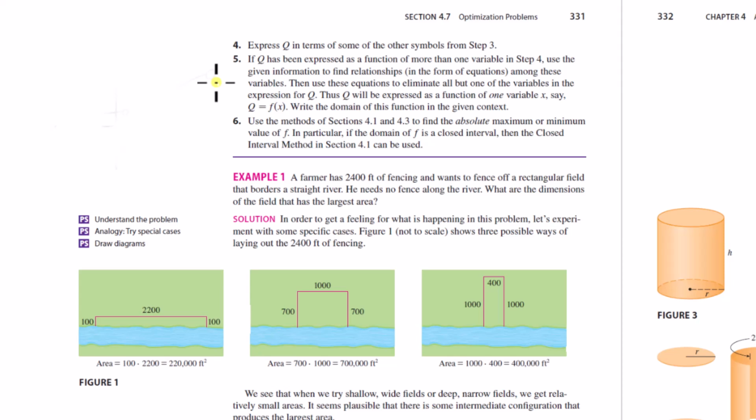Okay, but this is single variable calculus. So if you're working an optimization problem in single variable calculus, then once you have your Q as a function of more than one input variable, maybe it'll just be a function of a single variable, but typically it'll be a function of more than one input variable, then you're going to go back to the word problem, and there's going to be some information that's going to allow you to find a way to relate the input variables to each other, some equations that relate the input variables to each other.